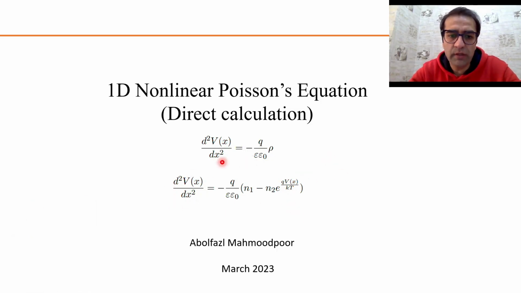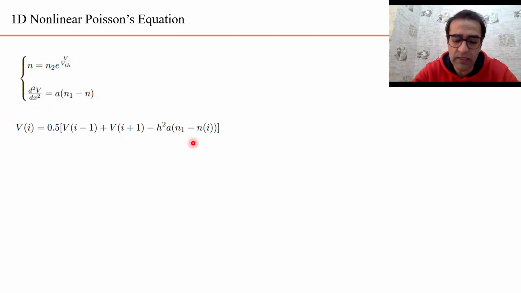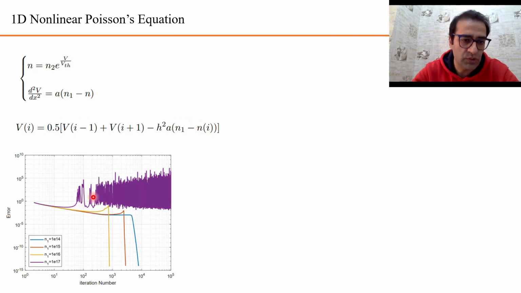Okay, this is the general form of the nonlinear Poisson equation that we discussed in the previous video, and you can find the previous video in this link. What we did was decompose the equation into two terms, as you see here. Then we derived the discrete form of this equation, and we saw that the discrete form is the following. By solving this equation in MATLAB, we got such a behavior for the convergence of the problem.